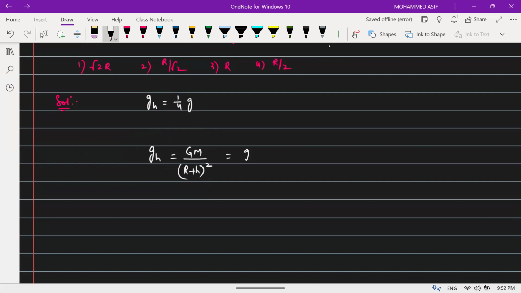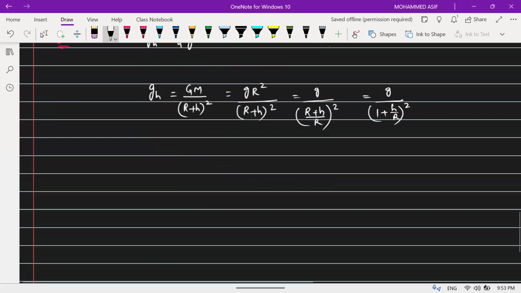This will be equal to G into R square divided by R plus H whole square. This value will become G divided by R plus H divided by R whole square, that is, G divided by 1 plus H divided by R whole square. So G at your height is 1 by 4 times of G, that is equal to G divided by 1 plus H divided by R whole square. G will get cancelled.